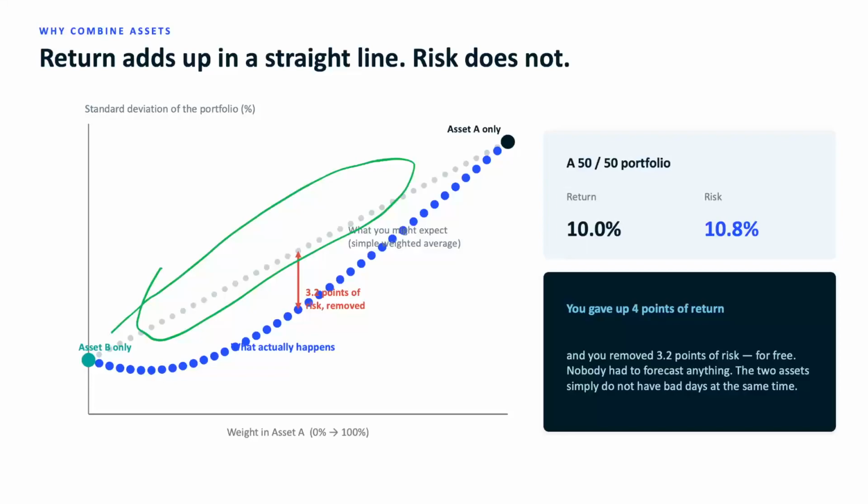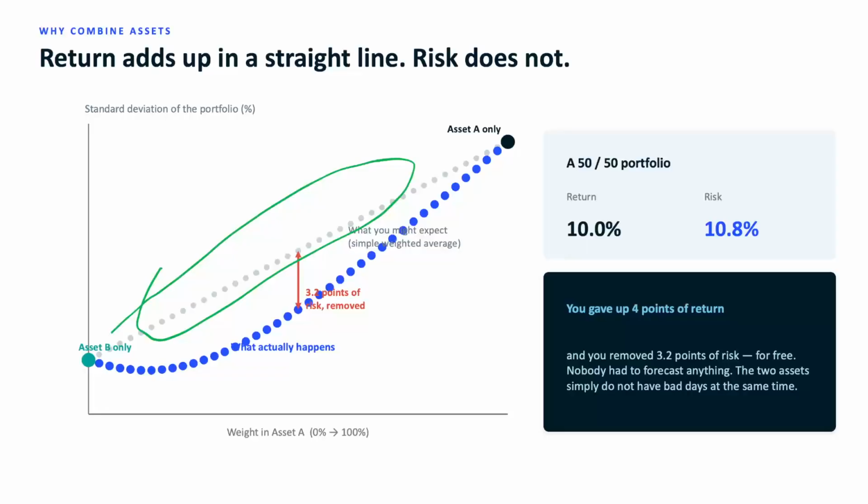When one is down, the other is often flat or up. They partially cancel each other out, and crucially, return cannot cancel out because a return is just a weighted average and always will be. But risks can. That asymmetry is the whole game.